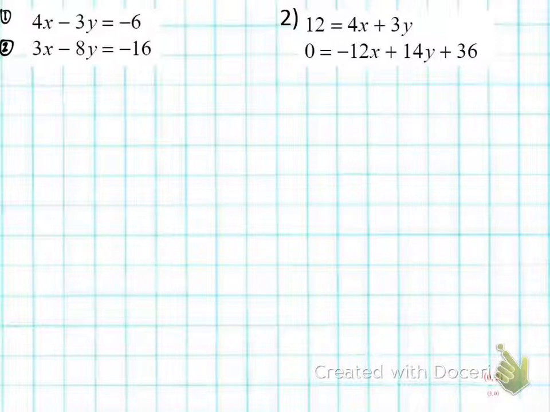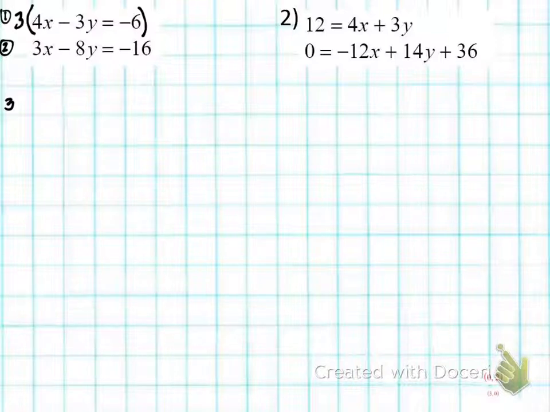So I need to pick a variable to eliminate, x's or y's, okay? The first thing you need to do is pick a variable. I'm going to pick the x's because I know that 3 times 4x is 12x, right? So I put parentheses around the first equation, and on the second equation, I'm going to multiply 3x times 4 to get 12x. Then I should have 12x and 12x, and I know I can eliminate it, right? So first equation, I'm going to multiply by 3.